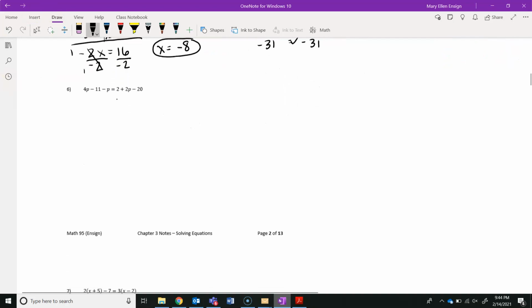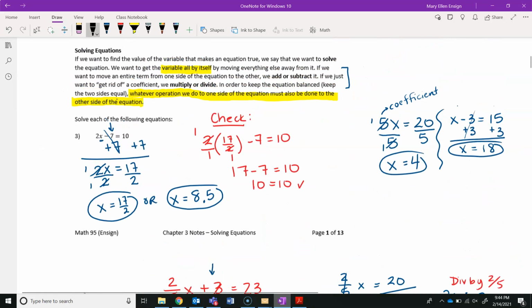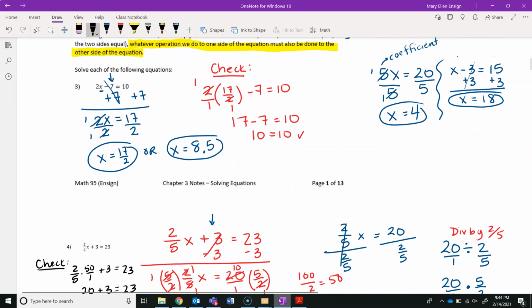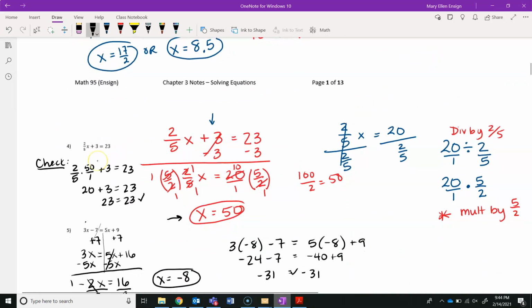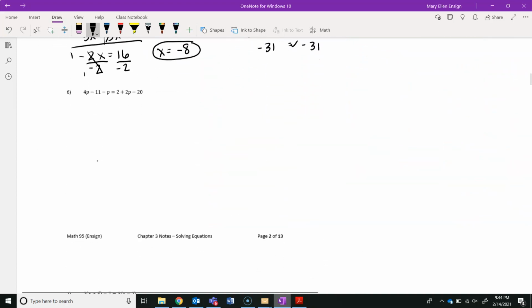Now number 6, again, so each of these you can see I'm kind of adding a layer, right? First we started out with a relatively simple two-step equation, then we had one with fractions, then we had one with terms on both sides. Okay, now we have one with some more terms on each side. So I'm again just going to write this over here so I have a little more space. It's a little bit larger.